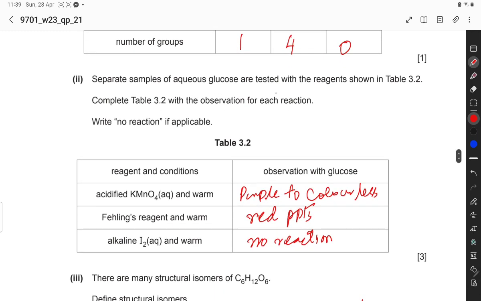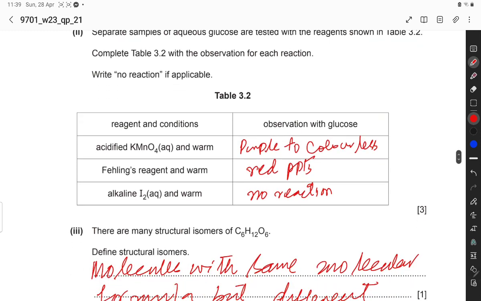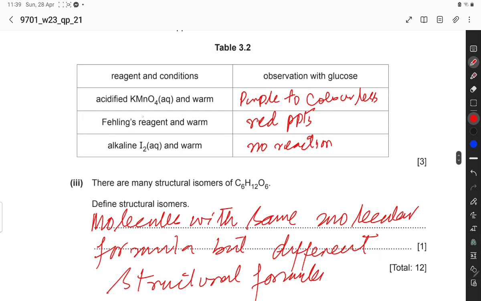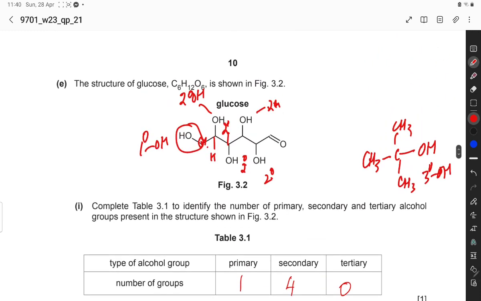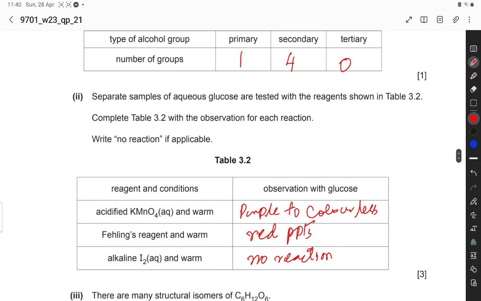Separate samples of aqueous glucose are treated with the reagents shown in table 3.2. Complete table 3.2 with the observation for each reaction. Write no reaction if applicable. Acidified potassium manganate and warm is the reagent. Because alcohols are there, alcohols are oxidized in the presence of acidified potassium manganate on warming, so the color change is purple to colorless.